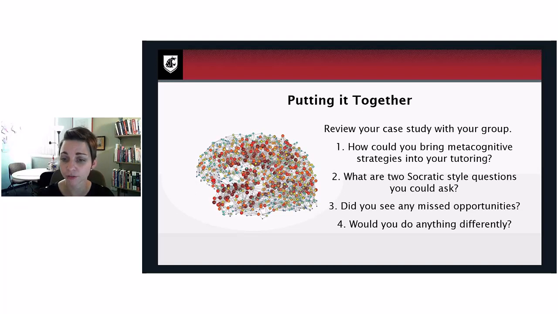So you're asking yourself now, when you're reading the case study, how could you bring metacognitive strategies into this tutoring scenario? How would you do that? And what strategies would you bring in? Then what are two Socratic style questions that you could ask given the scenario that you have? Did you see any missed opportunities in this scenario? And what would you do differently if you were the tutor in this situation? So take a few minutes and respond to these questions, type it out, and send it to me.